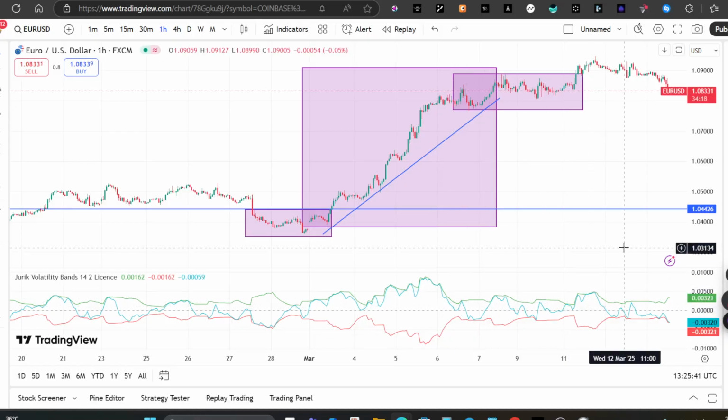So by integrating Jurik volatility bands into your trading routine, you can gain a clearer understanding of market volatility and make better informed decisions.